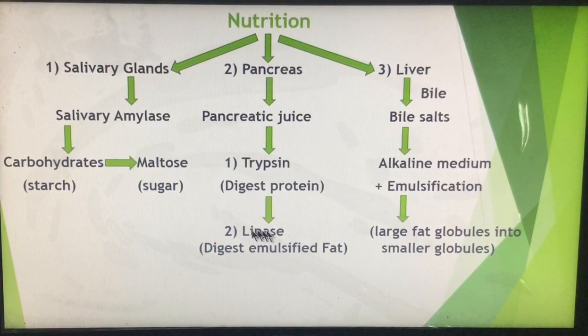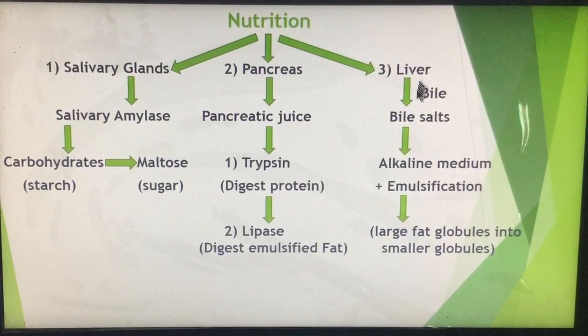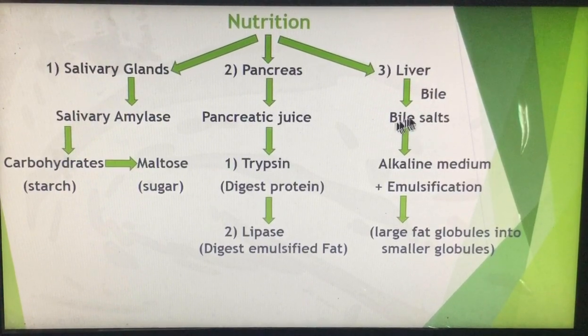Now the third is the liver, which is the largest gland in the human body. Last time I must have told you, the liver secretes a secretion known as bile, or you can say bile juice. This bile does not have any enzyme, but it contains bile salts and bile pigments. Don't go into the detail.